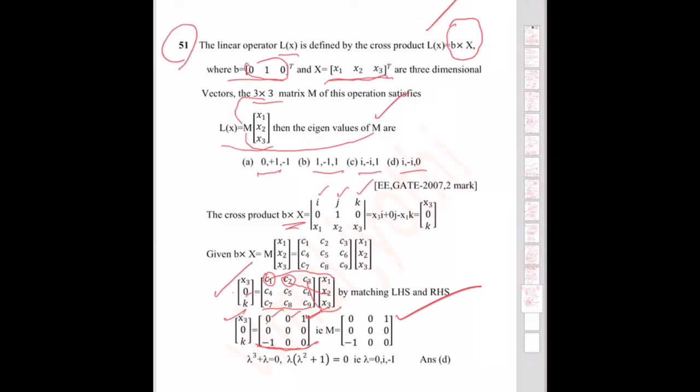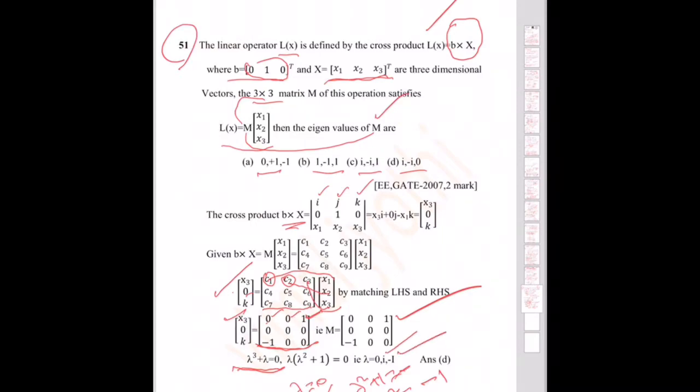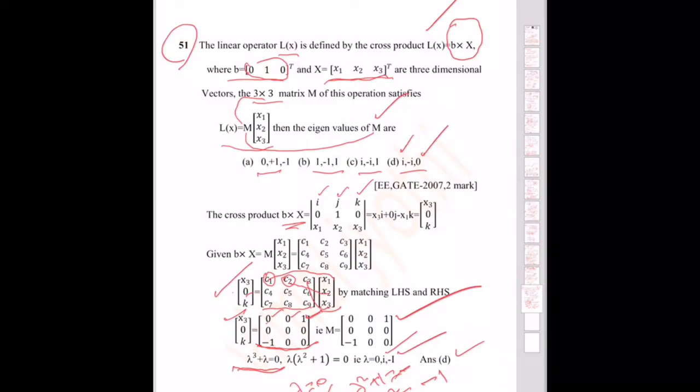Then the characteristic equation of this M is equal to this. That is lambda into lambda square plus 1. That is lambda equal to 0, or lambda square plus 1 equal to 0. Lambda square equal to minus 1. Lambda equal to plus or minus i. That is, lambda equals 0, plus i or minus i. Answer D is correct: 0, i, minus i.